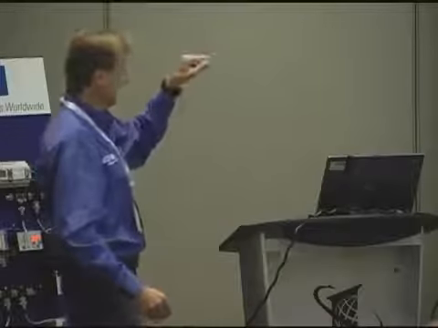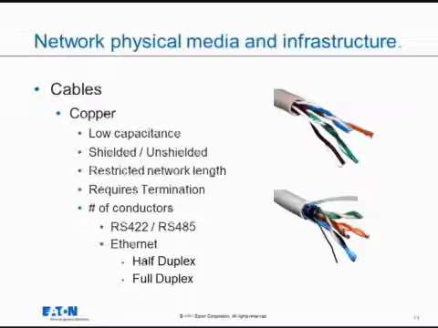Then we come to shielding. The picture at the top looks like a 4-pair, so an 8-wire without a shield. And the bottom one there is the picture of one with a shield. So it's got a foil shield and a drain wire. All industrial networks should use a shielded cable. And what the shield is there for is noise immunity.